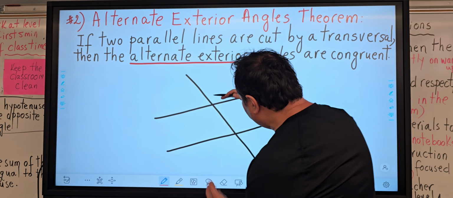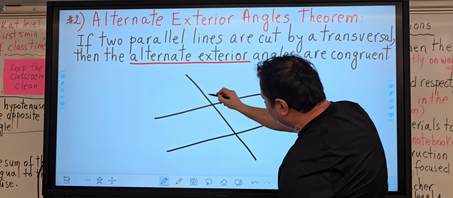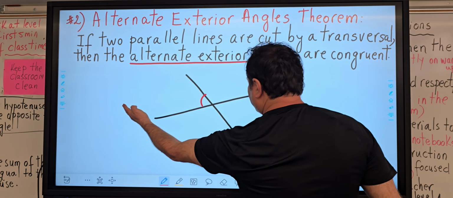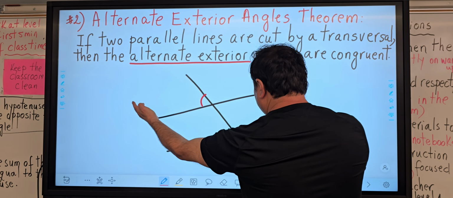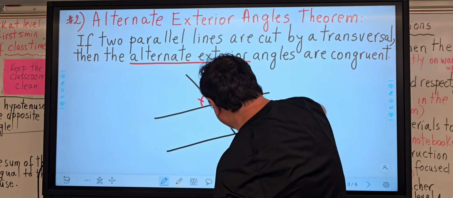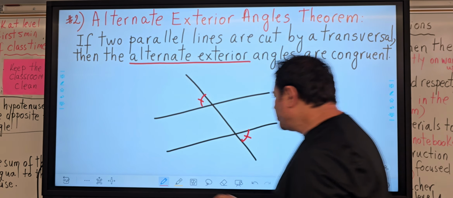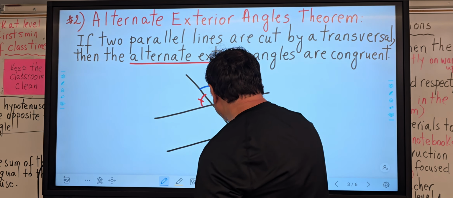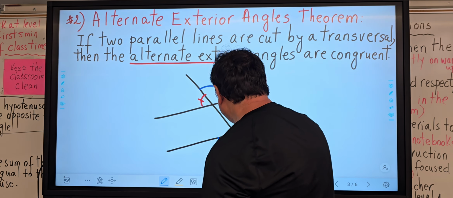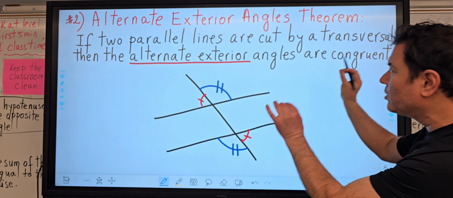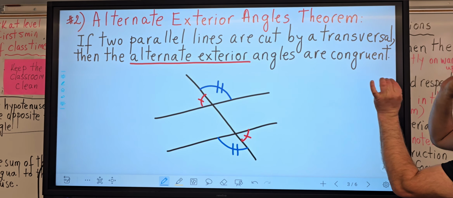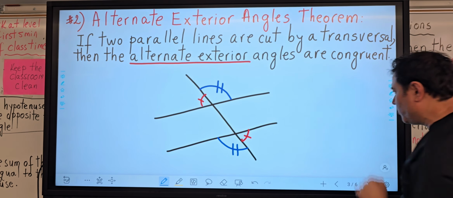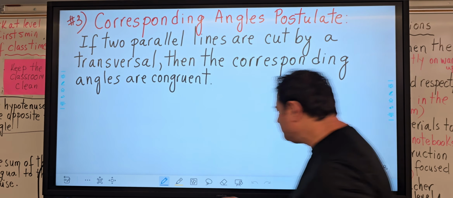Looking at this transversal, we have exterior angles, which are outside of the parallel lines. So this angle and this angle, they're outside. This one is on this side of the transversal and this angle is on the other side. These two angles are congruent. And also, these angles are congruent, this angle and this angle. This is called the alternate exterior angle theorem. These angles are congruent and these angles are congruent. Let's take a look at another one now.